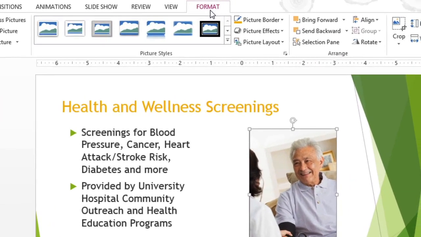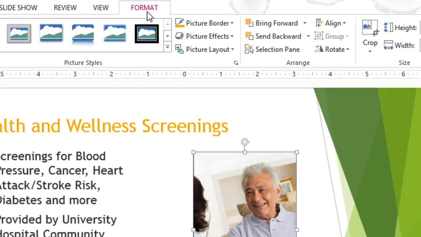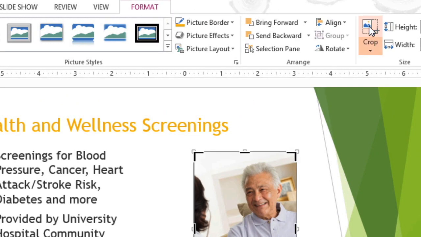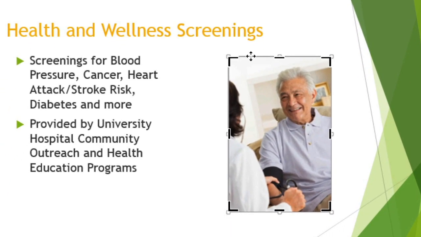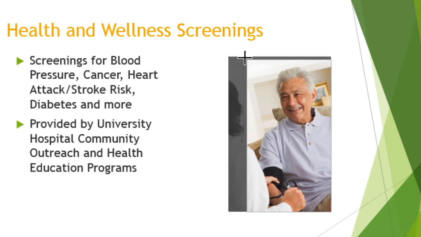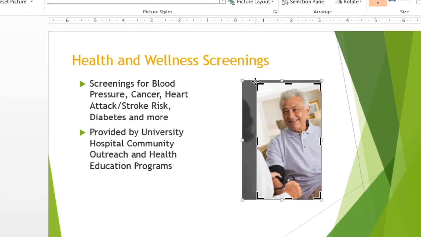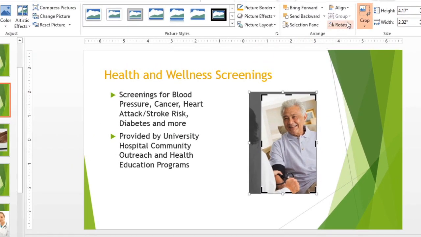I want to start by cropping this picture. Click on the Crop command, and you'll see these black handles appear. You'll need to make sure that the mouse is right over the black handle so that you don't accidentally grab a resizing handle. Then just click and drag. I'm just going to crop it a little bit. When you're finished, click the Crop command again.